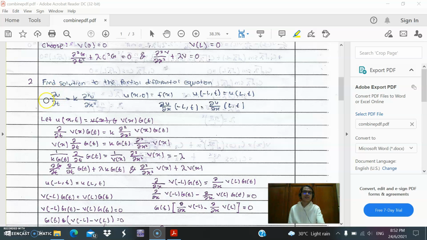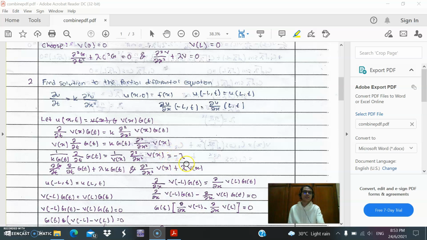So, kita gantikan u yang kita dah let tadi ke dalam equation yang dia dah bagi ni. So, ∂/∂t V(x)G(t) equals to k ∂²/∂x² V(x)G(t). Lepas kita dah gantikan u, kita akan asingkan x dengan x, t dengan t. So, kita akan bawa kG(t) ke sebelah sana dan V(x) ke sebelah sana. So, kita akan dapat 1/(kG(t)) ∂/∂t G(t) equals to 1/V(x) ∂²/∂x² V(x).